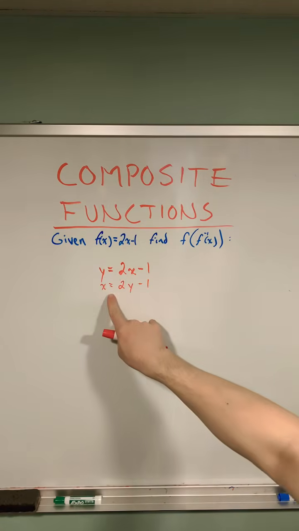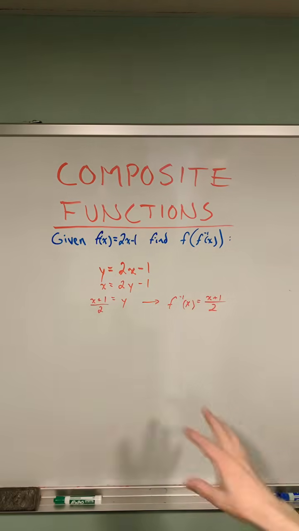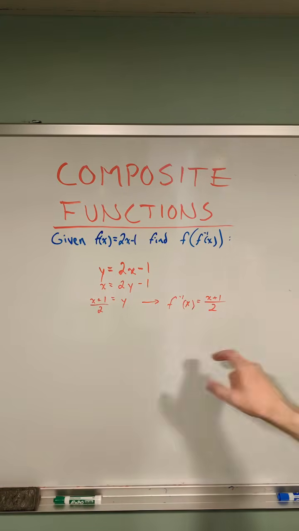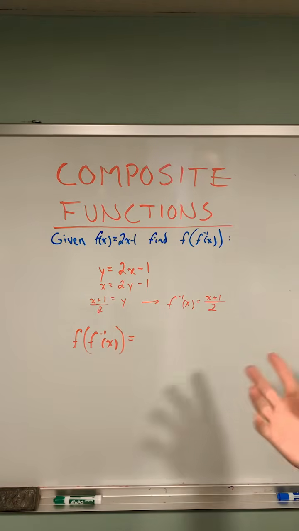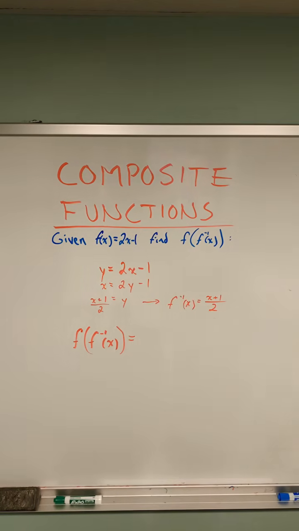To find the inverse of any function, you just switch x and y and then solve for y. Applying a little bit of algebra will show that the inverse for f of x is equal to (x + 1) over 2. Now, what happens if I take that inverse function and place it in for x in the original function f of x?